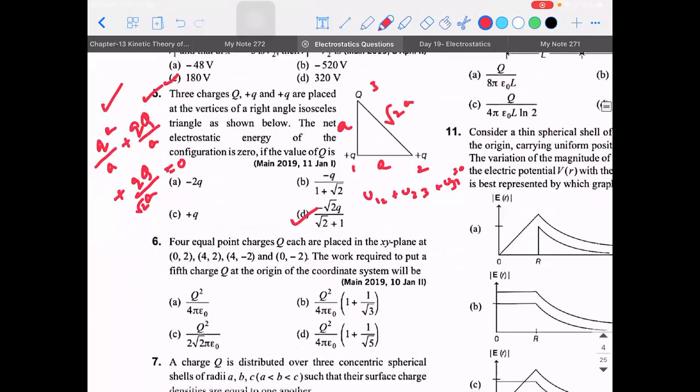Okay. Next one. Comparatively, I feel this is easy, right? Let's see. 4 equal point charges Q each are placed in the xy plane at (0, 2), (4, 2), (4, -2), and (0, -2). The work required to put a fifth charge Q at the origin of the coordinate system is given by.